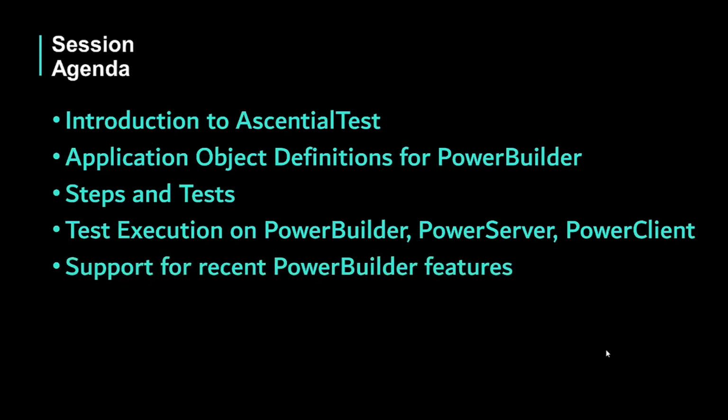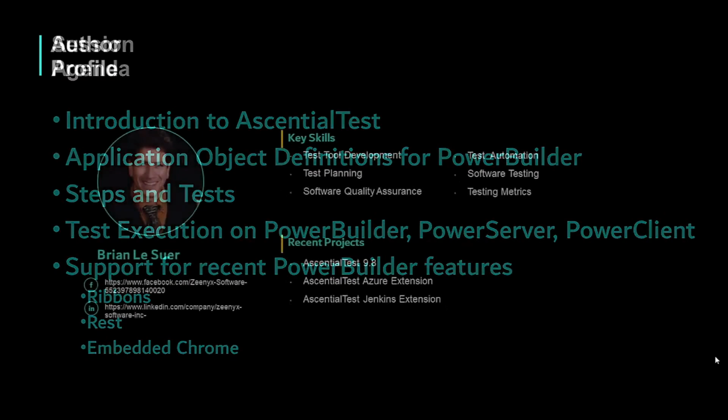I'm also going to talk about support that we've implemented for some recent PowerBuilder features. The new ribbons. I'll talk about how we have REST support, just like REST support is built into PowerBuilder now, and support for the new embedded Chrome. We've always supported the embedded Internet Explorer, but now we're also offering embedded Chrome support. So if you have a PowerBuilder application that embeds a browser, we have that support built right into AscentialTest.